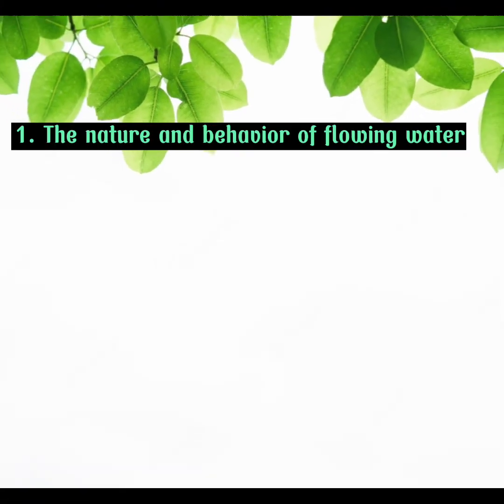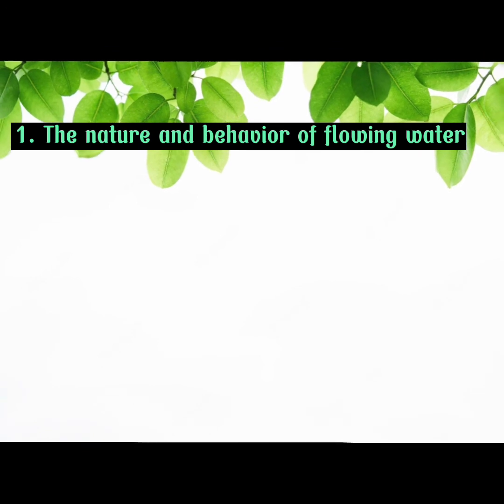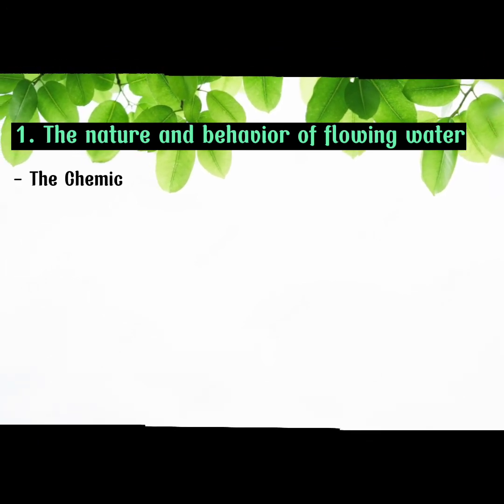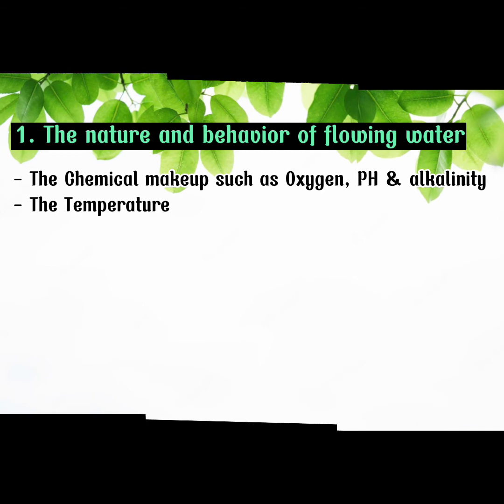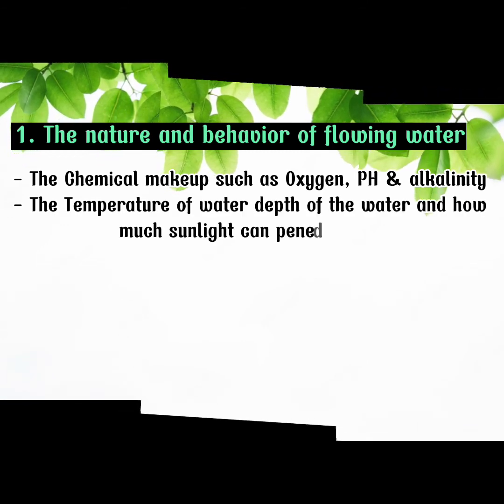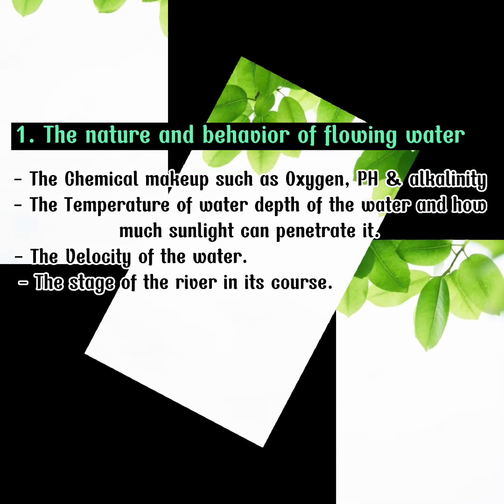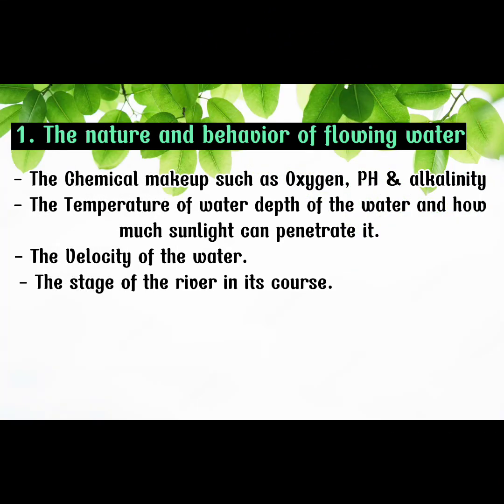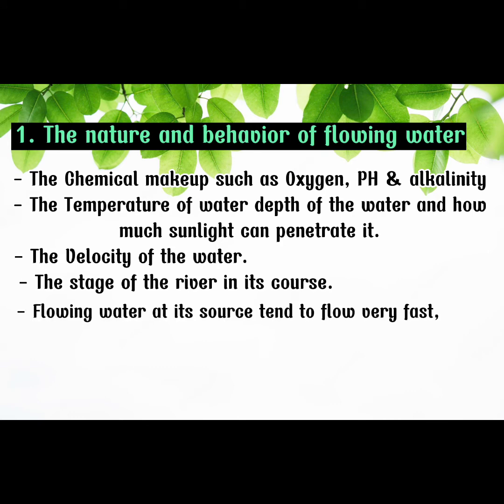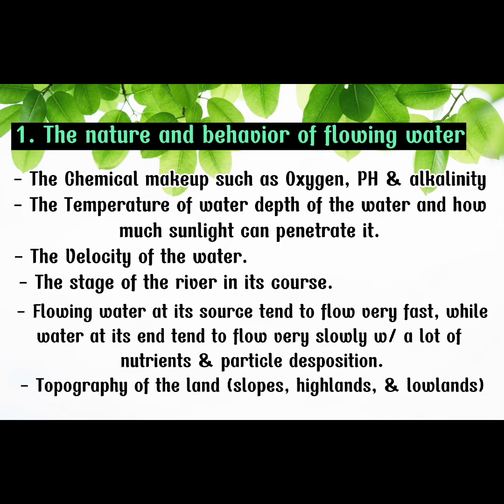Number 1. The nature and behavior of flowing water, that consists of chemical makeup such as oxygen, pH, and alkalinity. The temperature of water, depth of the water, and how much sunlight can penetrate it. The velocity of water. The stage of the river and its course. Flowing water at its source tends to flow very fast, while water at its end tends to flow very slowly with a lot of nutrients and particle deposition. And last, topography of the land, slope, highlands, and lowlands.